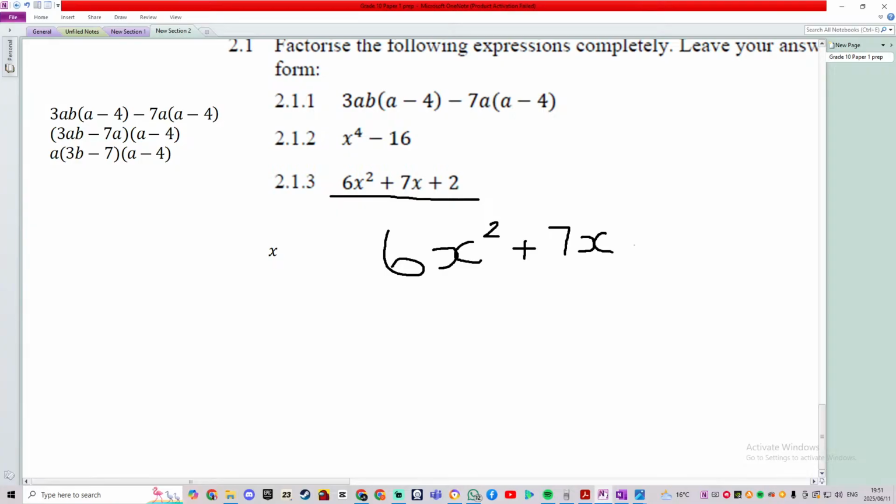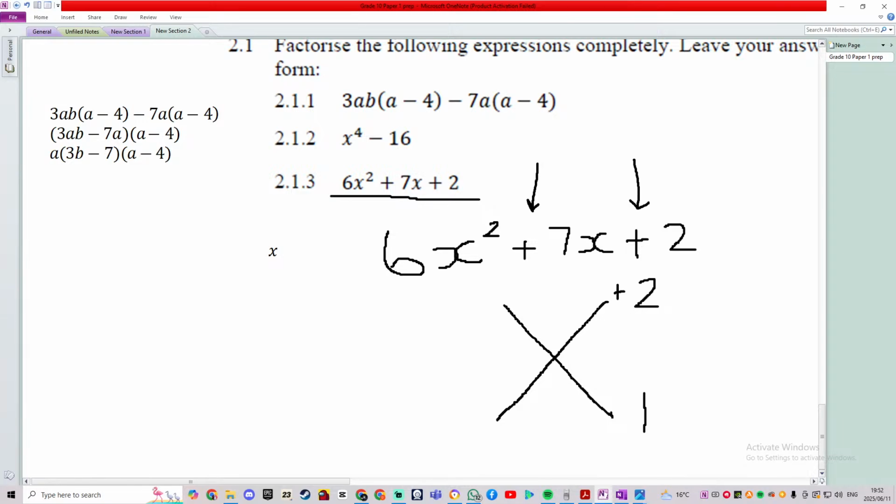Not very difficult, but it's now a problem that this is 6x squared. And for most of you, you don't deal with any number in front of the x squared. But we have a 6 here. So using this method, this is now my thinking process. I know that this has to be 2 and 1. And since the middle term is positive and the last term is positive, both of these numbers here are going to be positive.